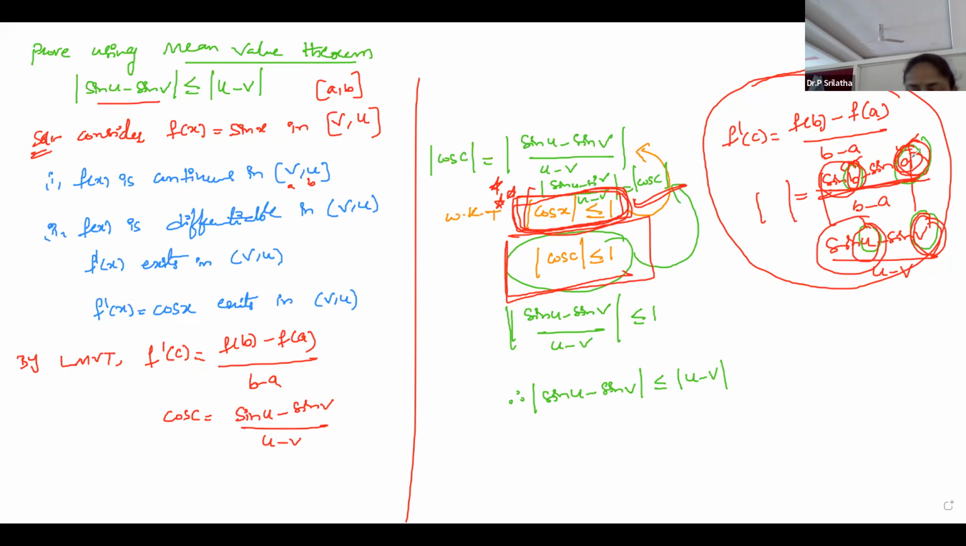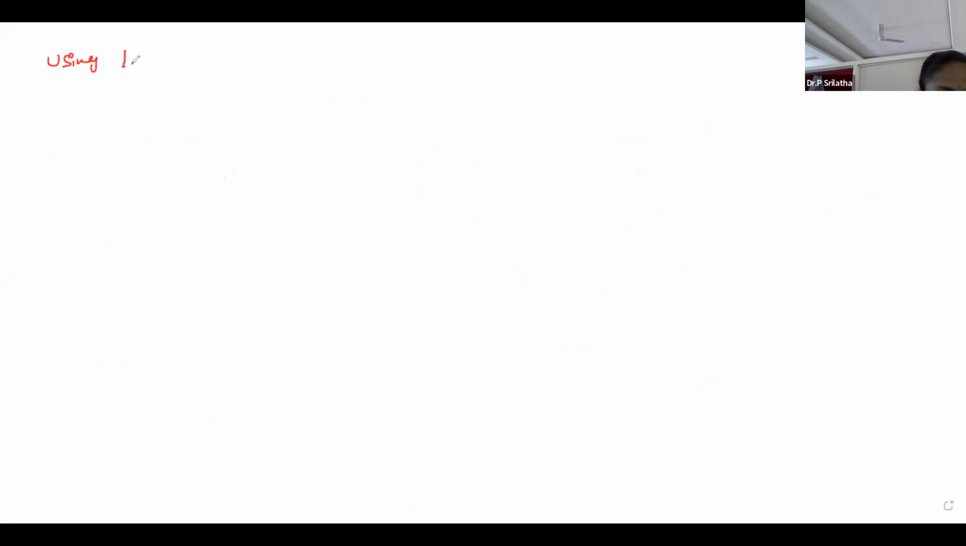Next question. Shall I erase the screen? Yes, ma'am. Okay, so all of you try this problem and tell me how to do this problem. Okay, same procedure using Lagrange's mean value theorem. Prove that tan x is greater than x in 0 less than x less than pi by 2.